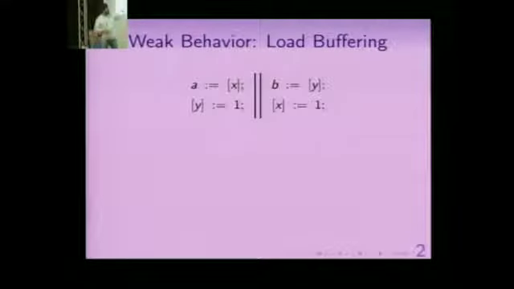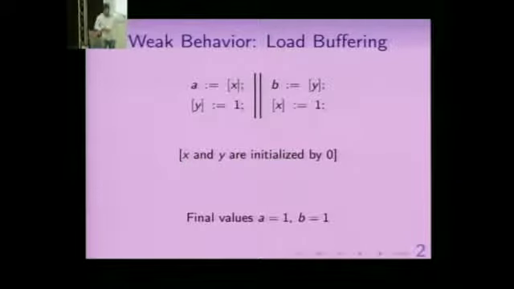In the previous talk, there was a store buffer example. Here, I'll add a little bit to the picture, and we'll consider a load buffer example. So here we have two threads. In each thread, the first instruction is a load, and the second one is a store to a different location. We assume that both locations x and y are initialized by zeros, and the weak behavior of this program is a equals 1 and b equals 1 at the end of execution of this program.